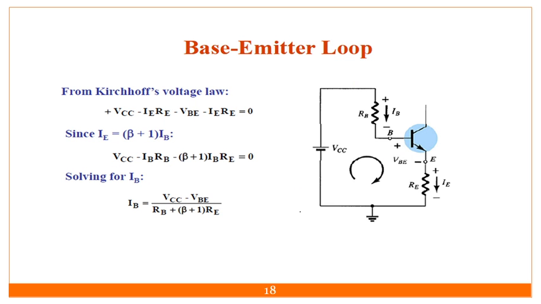We have solved this configuration by IB equal to VCC minus VB divided by RB plus (1 plus beta) RE. This circuit is more stable than the previous one, because RE appears in the denominator. If the RE value is increasing, the IB value is decreasing. In the previous case, IB was totally dependent on my VCC and my RB, only a single resistor.